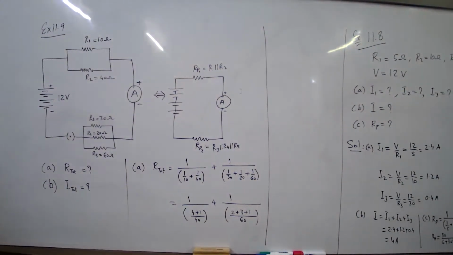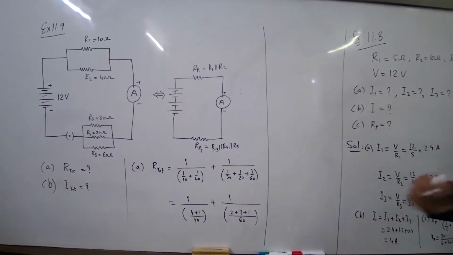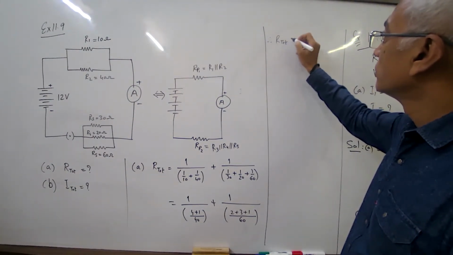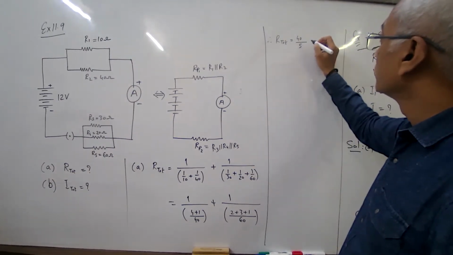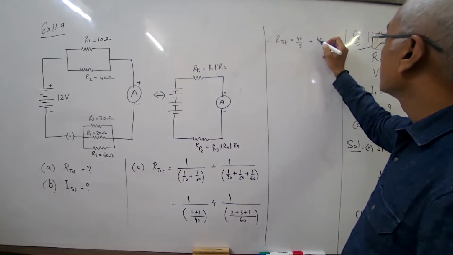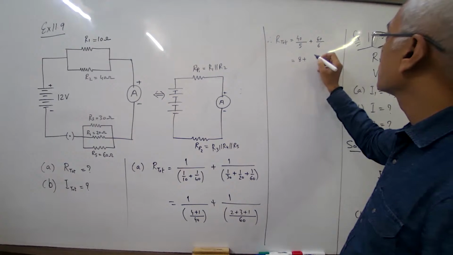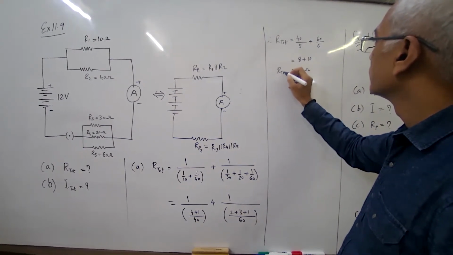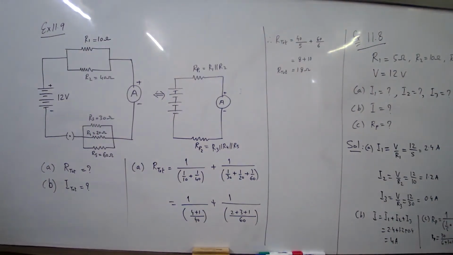Everyone understood this step? How we did it? Yes, sir. You have taken the LCM and then the LCM goes up. Inverse. Yes. So here also you have therefore R total is equal to, what is it? 40 divided by 5 plus 60 divided by 6. So 8 plus 10. 18 ohms. So the first answer is 18 ohms.